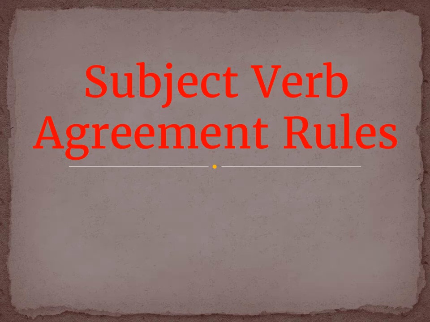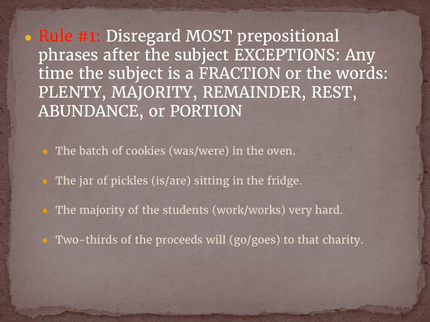Now that we have learned to eliminate all of the information, such as prepositional phrases, implied prepositional phrases, infinitives, and infinitive phrases, we now can move on to the rules of subject-verb agreement. Rule number 1 tells us to disregard most prepositional phrases after the subject. Of course, there are exceptions to this rule.